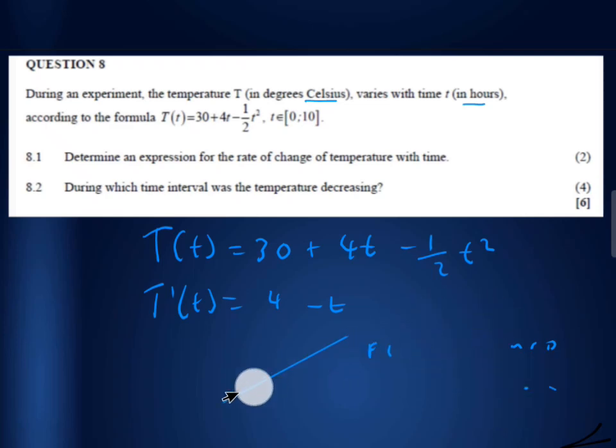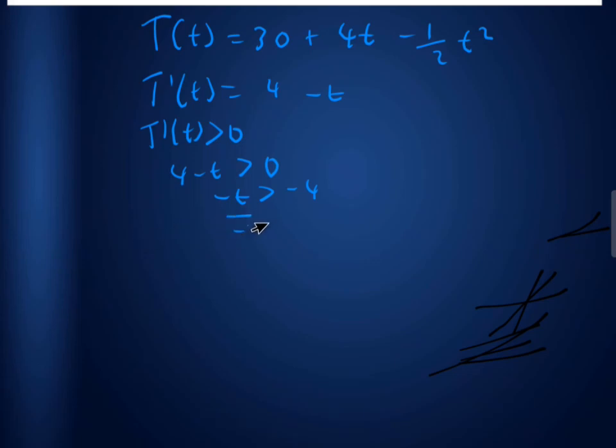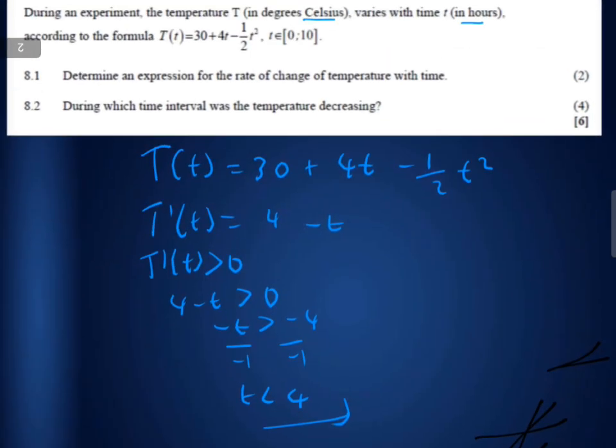So if they ask you where the graph is increasing, all you are going to tell them is that the first derivative must be bigger than 0. That's where the graph will start increasing, right? If it was decreasing, we'd say it's less than 0. So we'll tell them the first derivative is greater than 0. Therefore, 4 minus t must be greater than 0. If we take 4 to the other side of the equation, we have negative t must be greater than negative 4. And every time we divide or multiply by a negative, the sign of the inequality will change. So then we have t must be less than 4. It means when the time is less than 4 hours, that's where the temperature is decreasing.